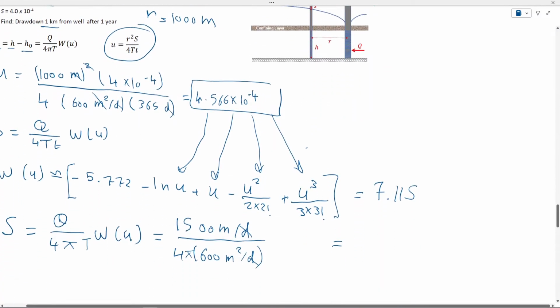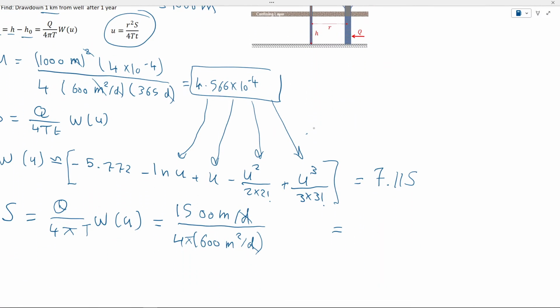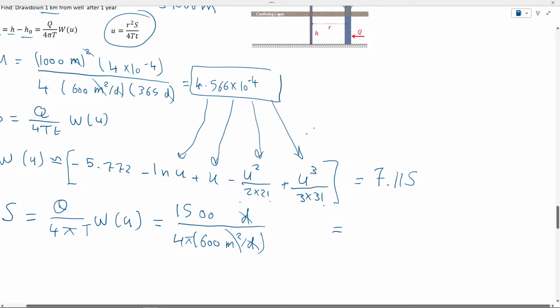I think I was just confused about this guy. So this is 4 pi t, yeah, so this is correct. So this will go away with this guy. This is meter cube, yeah. So now this is correct. This will go away with this guy. We got m here, this is m cube. This will go away. You got just one here.